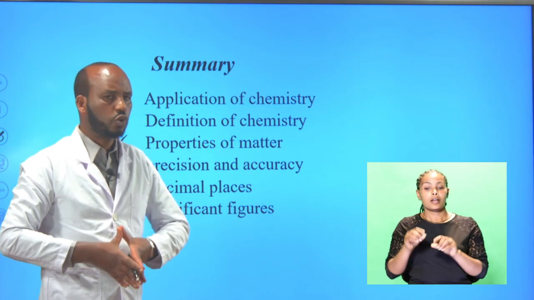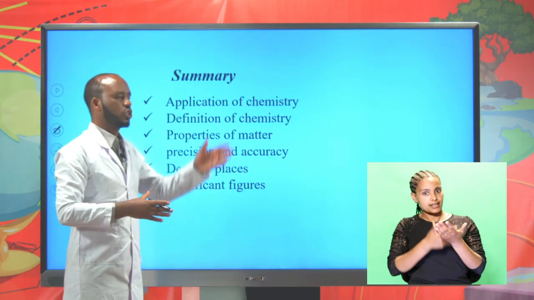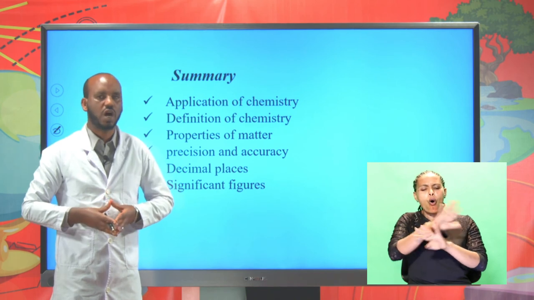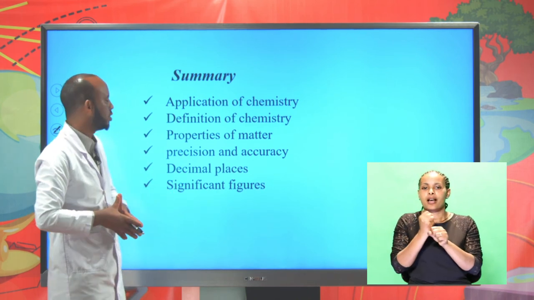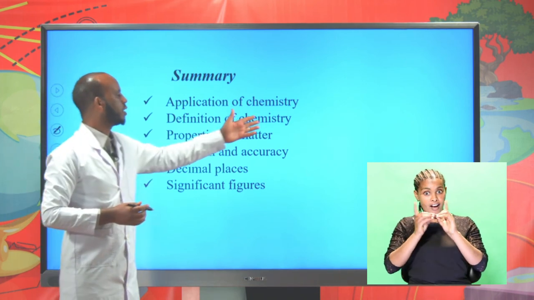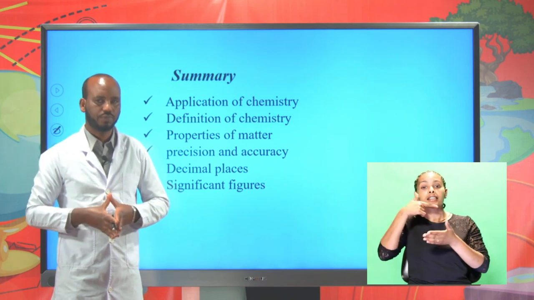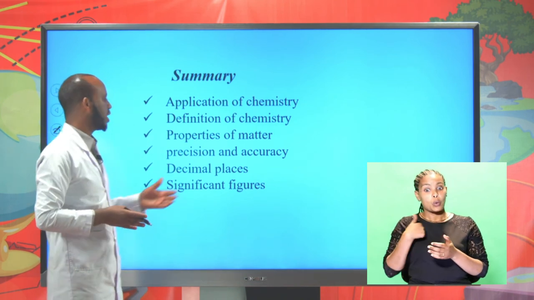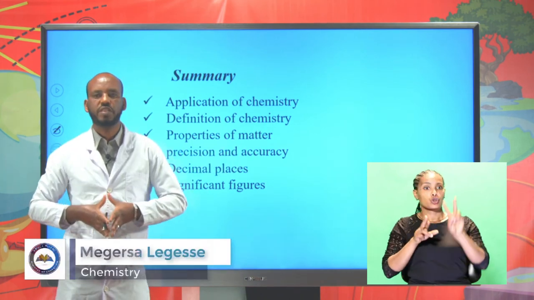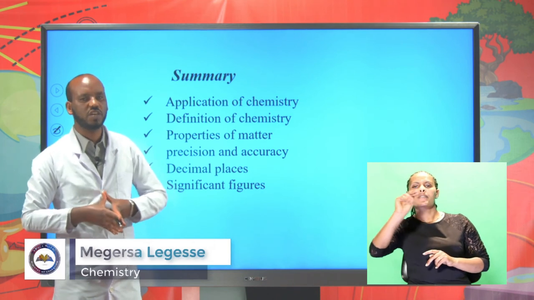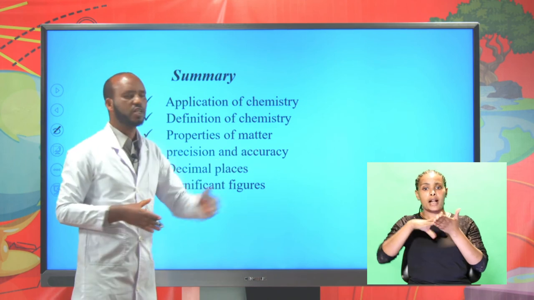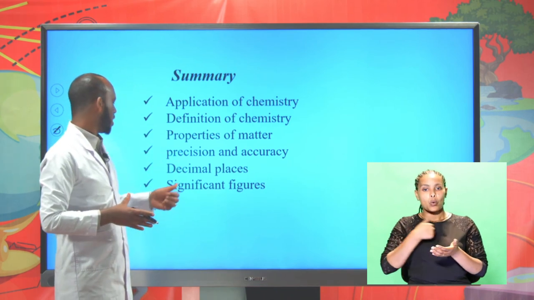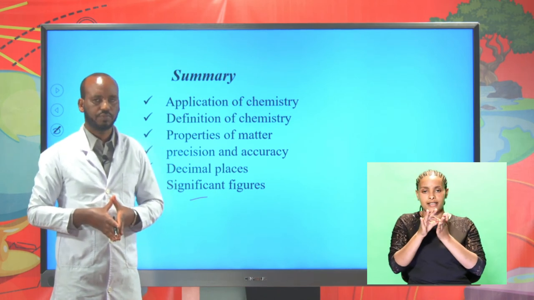Students, in our today's lesson, we discussed applications of chemistry. As we said, chemistry enables us to form all materials around us. We defined chemistry. Chemistry is the science that deals with matter and the changes that it undergoes. We discussed properties of matter. There are two physical properties of matter. These are intensive and extensive properties. We learned precision and accuracy. We learned decimal places. We defined significant figures.